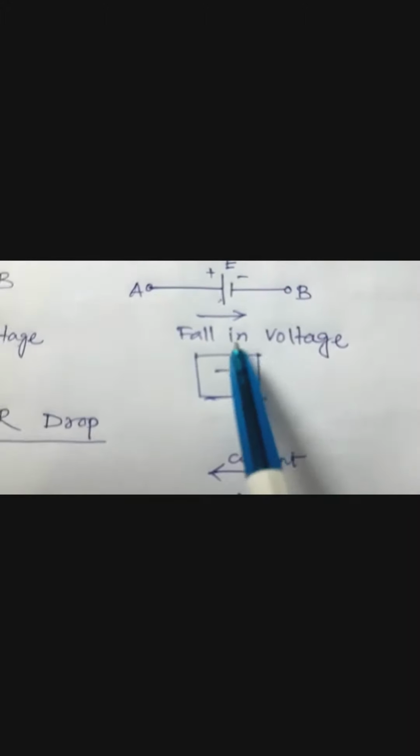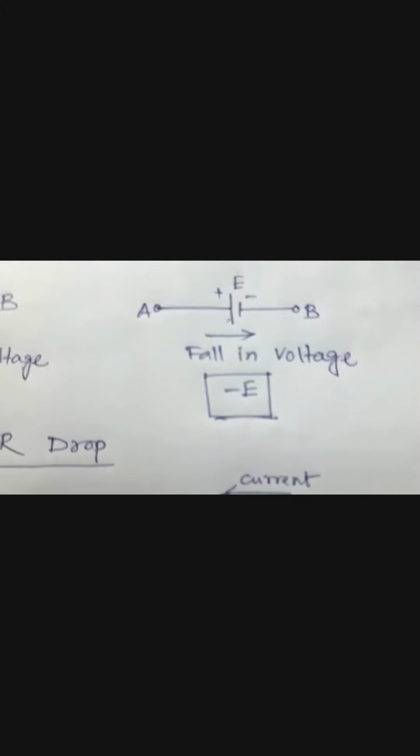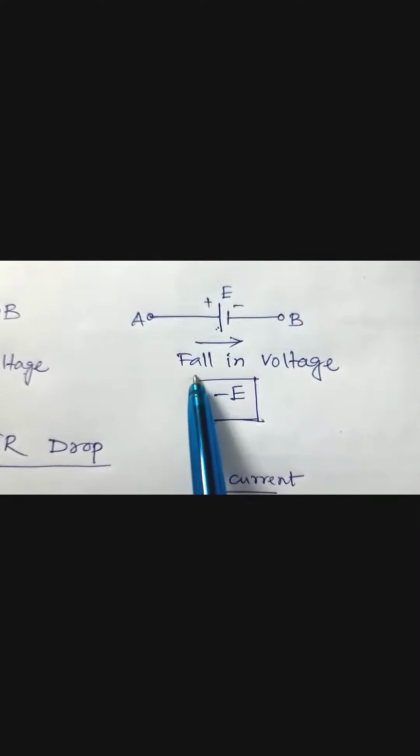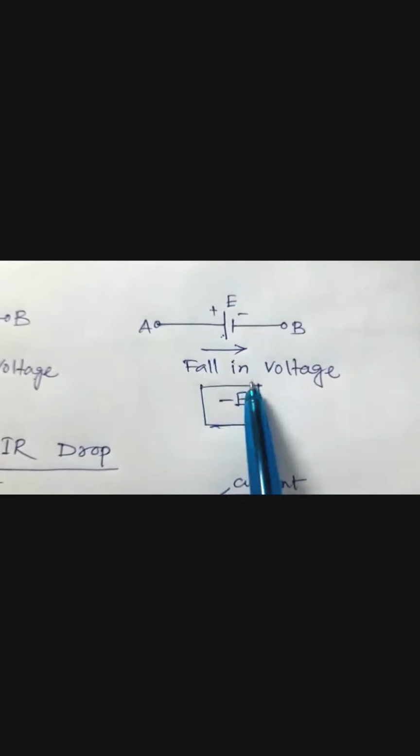Okay. Now for E2, this is positive and this is negative. So the direction of motion is from positive to negative. As you know, when the direction of motion in the case of battery EMF is from positive to negative, then the resultant value is negative, a fall in voltage. So for this case it's negative, so E2 is negative.